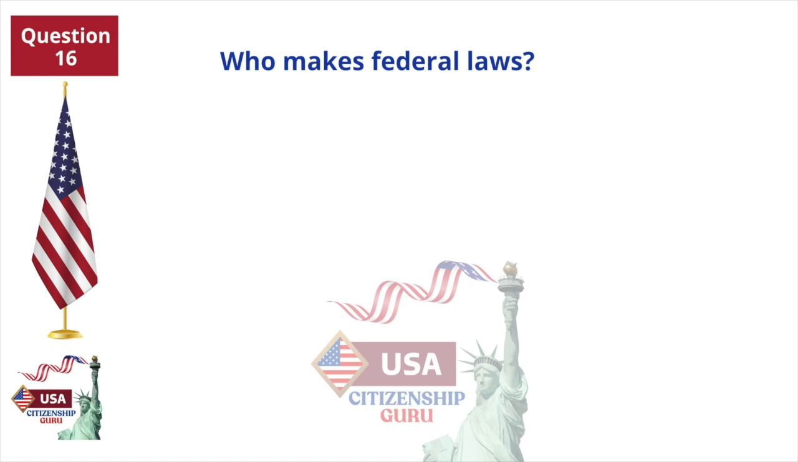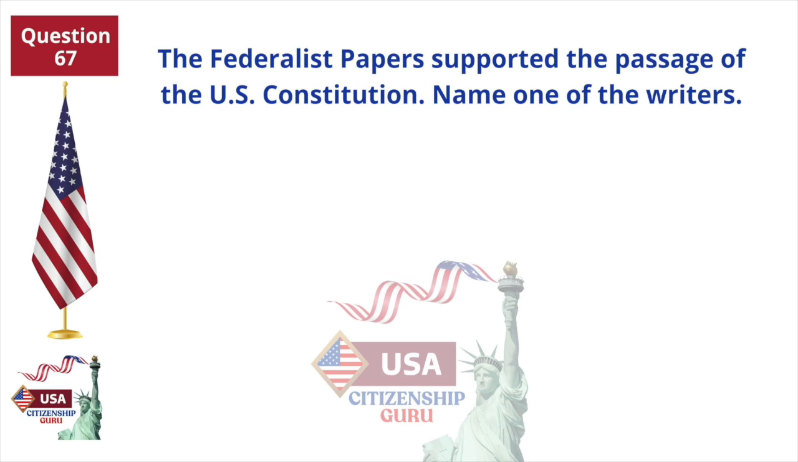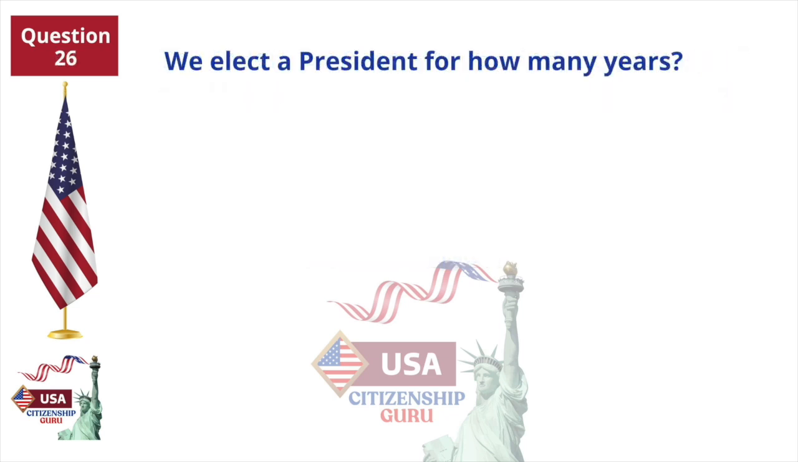Who makes federal laws? Congress. The Federalist Papers supported the passage of the U.S. Constitution. Name one of the writers. James Madison. We elect a president for how many years? 4.